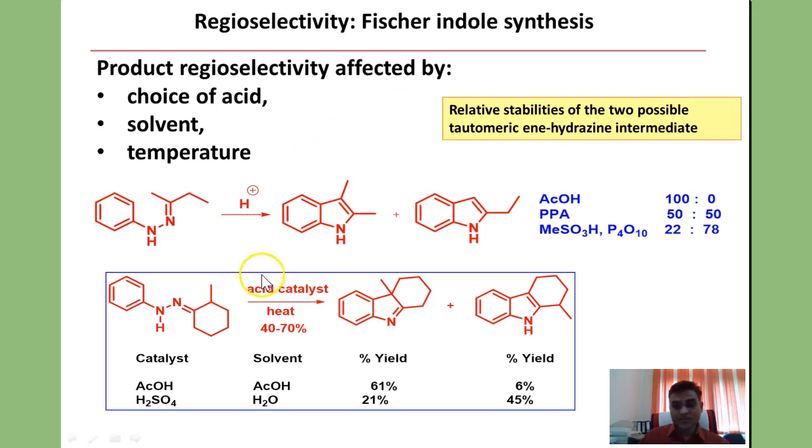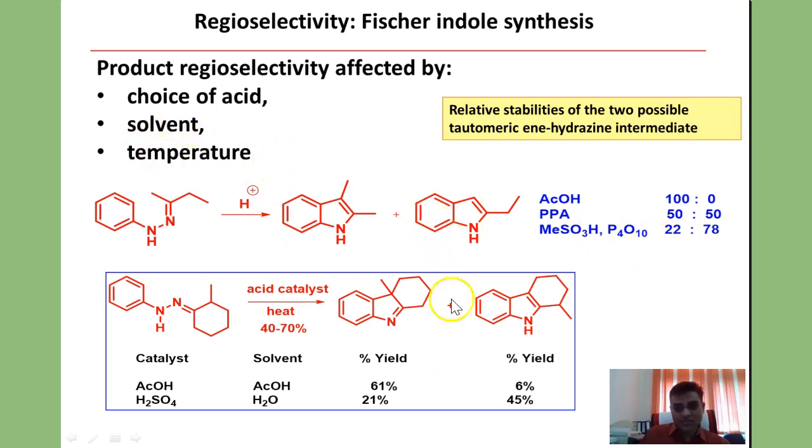Let us discuss once again the substrate scope for the Fischer indole synthesis. If the hydrazone is derived from an unsymmetrical ketone, then there are two ways of enolization, two ways of forming the enehydrazine intermediate. One can enolize towards this methyl, or another can enolize on this ethyl, and therefore two products are formed. The formation of these two products sometimes depends upon the choice of acid, the choice of solvent, as well as the temperature of the conditions.